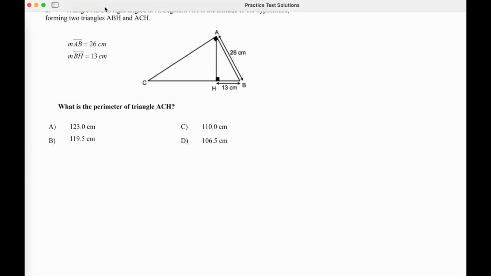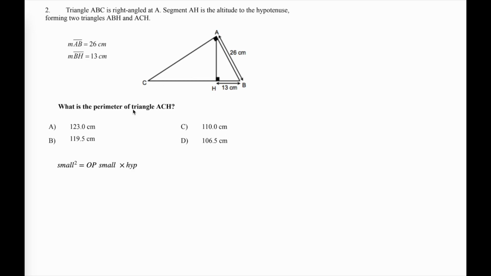Question number 2, triangle ABC is right angled at A. Segment AH is the altitude to the hypotenuse, forming two triangles ABH and ACH. What is the perimeter of ACH? They're talking about this triangle here, not the big triangle. To get the perimeter, I need to know this whole hypotenuse. Then I'm going to need to figure out AC.